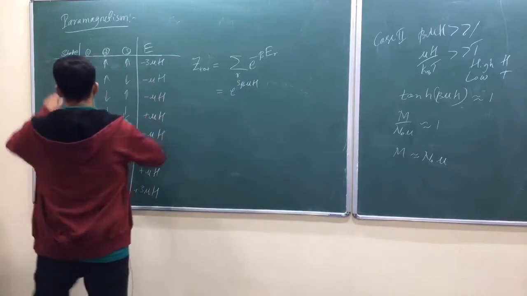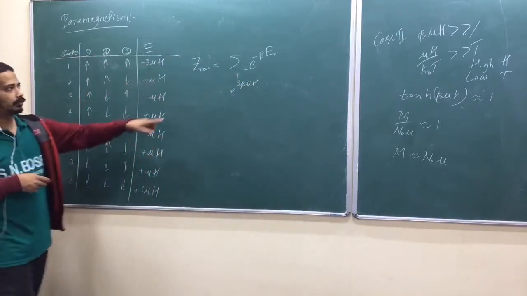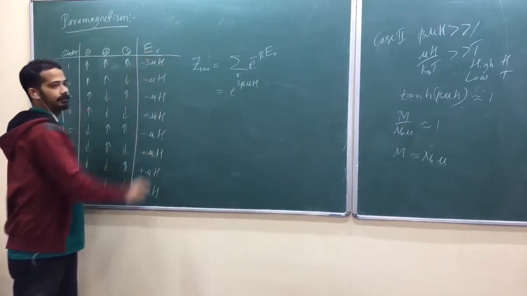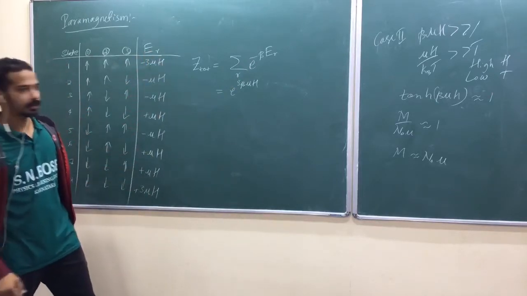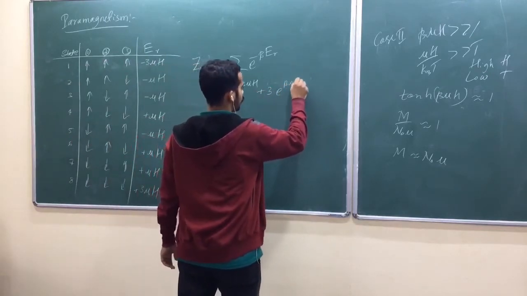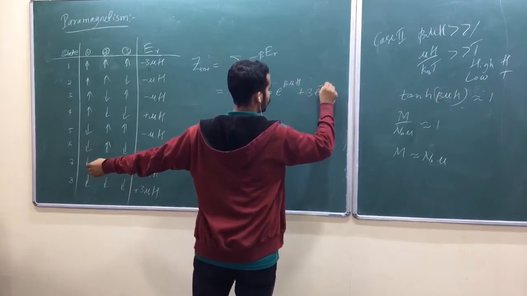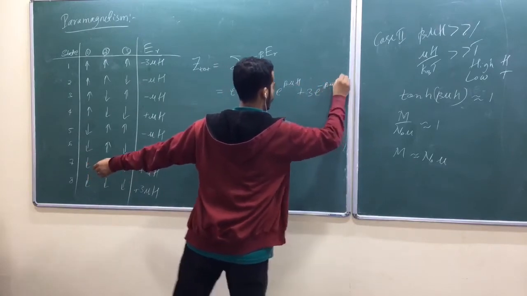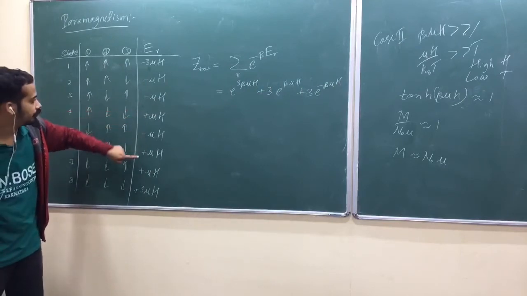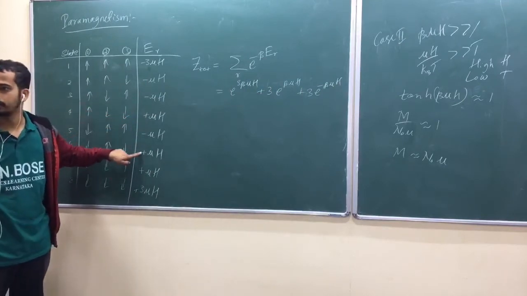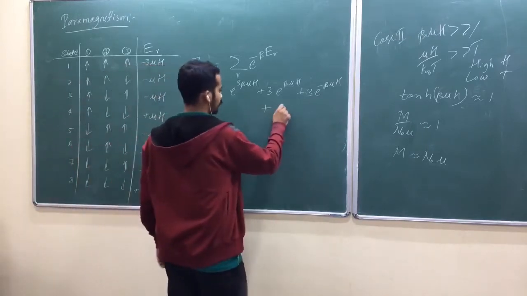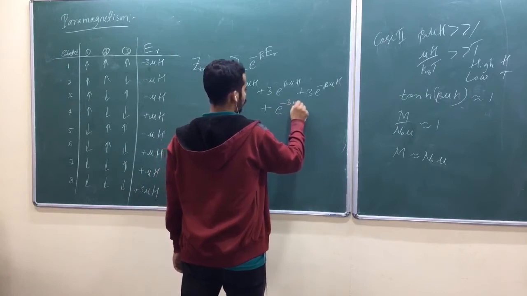This summation should run from 1, 2, 3 and so on, okay? Where E_R is the respective energies. Is that okay? So now you get 3 times e raised to beta mu h plus 3 times e raised to minus beta mu h, because this one is minus mu h, e power minus mu h 3 times. So plus the last term is e raised to minus 3 beta mu h. Look at here.